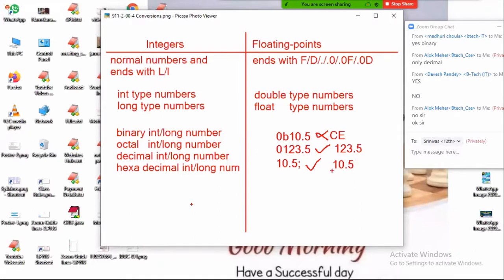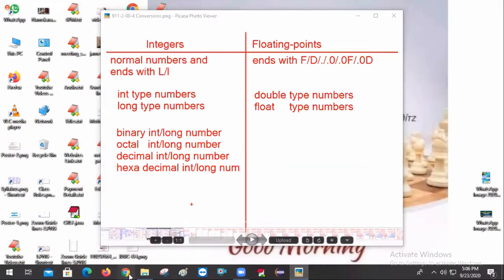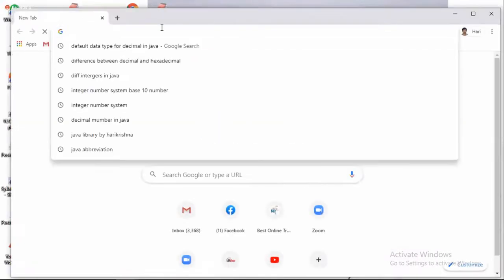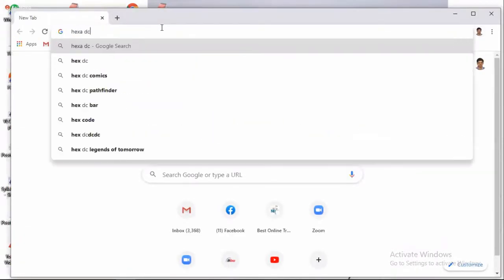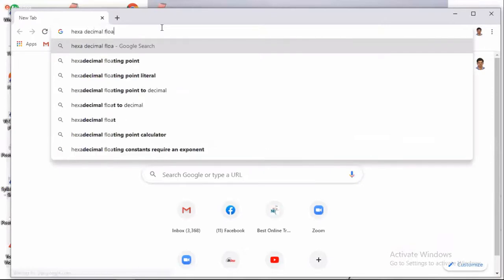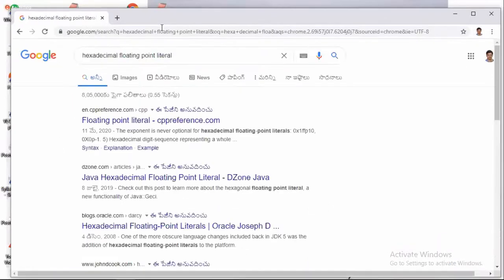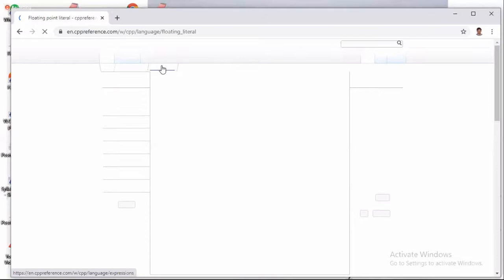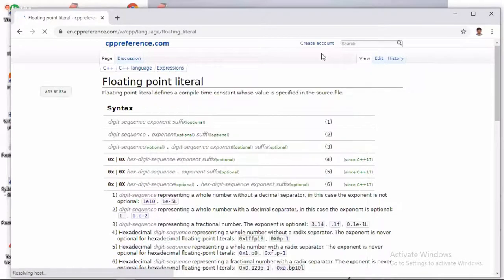If you write 0x123.5, allowed or not allowed? Not allowed. The compiler will throw an error. We'll get a compile time error: malformed floating point literal. There is a special syntax to create a hexadecimal floating point literal. Just search in Google: hexadecimal floating point literal. There is some p representation there.